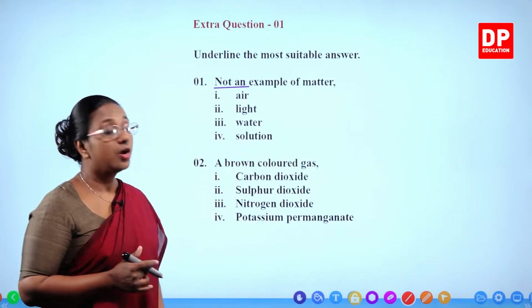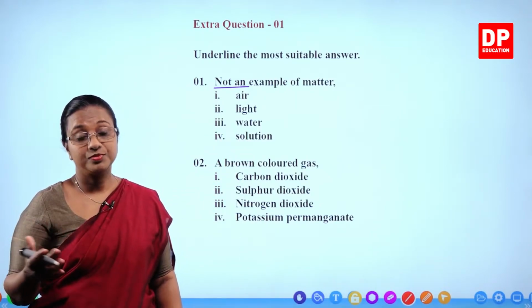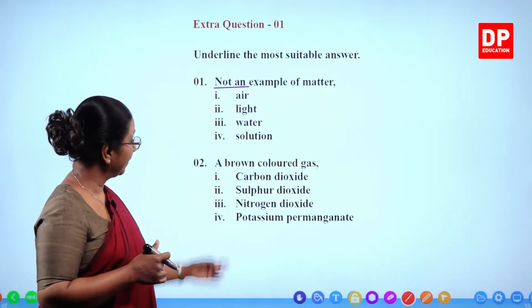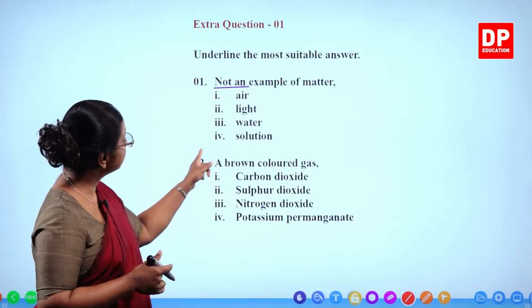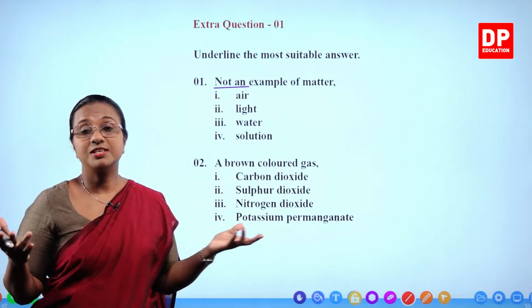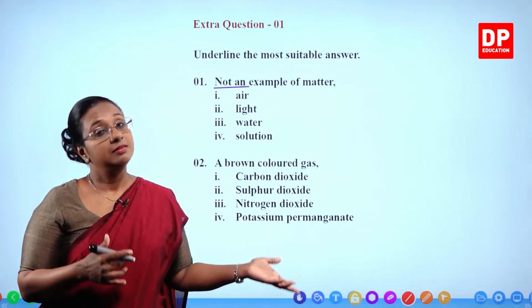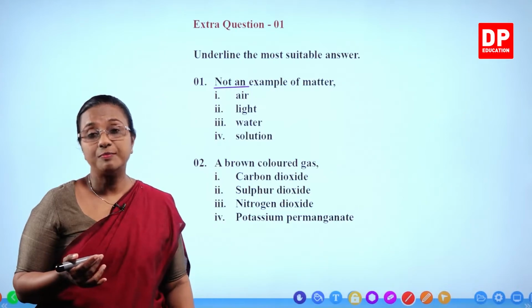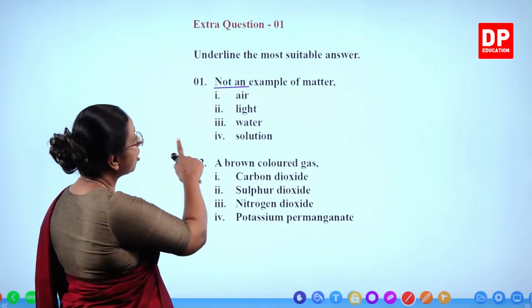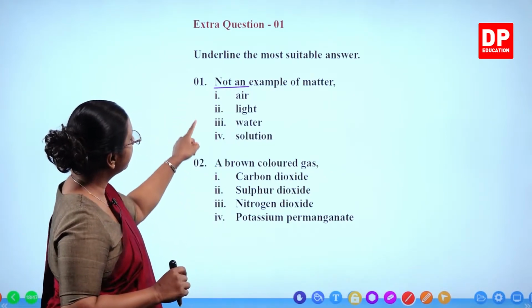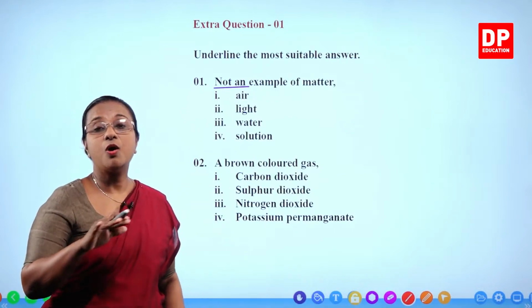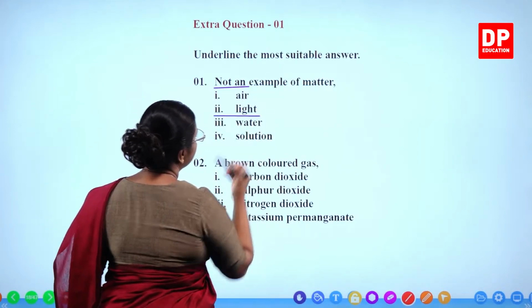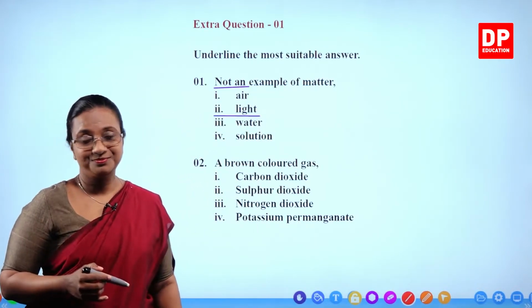Light is a form of energy. Then water. Water is also matter. Liquid state, and it has a mass and it has a volume. It occupies space. Then solution. Any solution. Solution can be a mixture of any matter. So that is also an example of matter. So the question is not an example of matter. Air, water and solution, they are all matter. Only light is not matter. It is not an example of matter.